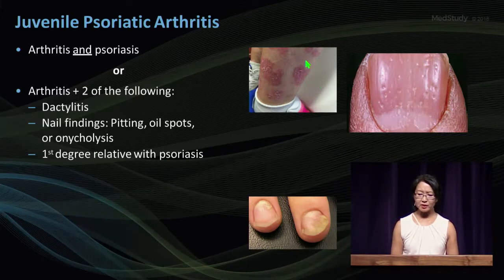This is an example of plaque psoriasis. Usually they have very discrete borders, it's thickened, hypertrophic. When you scratch the surface, there's a scaliness to it. Psoriasis in the nails, you can see pitting here, as well as onycholysis where the nail bed lifts up.